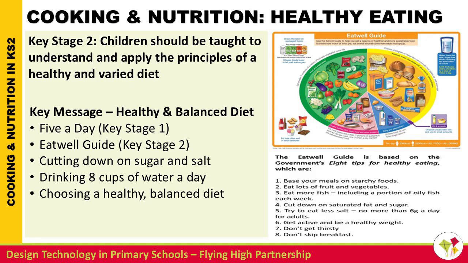Healthy eating is at the heart of the cooking and nutrition curriculum. In Key Stage 1, children were taught to use the basic principles of a healthy and varied diet to prepare dishes. In our scheme of work, this centres around the key messages of eating at least 5 portions of fruit and vegetables a day, cutting down on sugar and salt, drinking 8 cups of water a day, and making the right choices to have a healthy and balanced diet. In Key Stage 2, children's knowledge and understanding of healthy eating is deepened by introducing the Eat Well Guide for Healthy Eating, which should act as a guide for them when designing food and meals that are healthy.